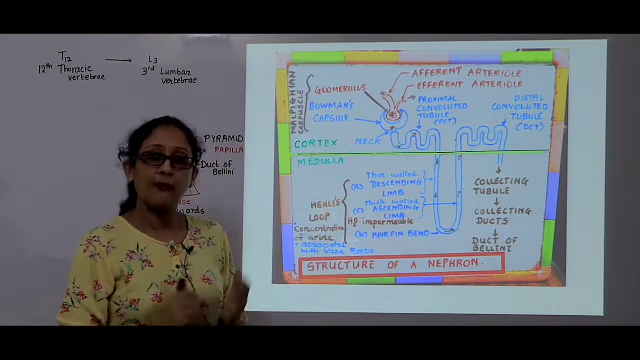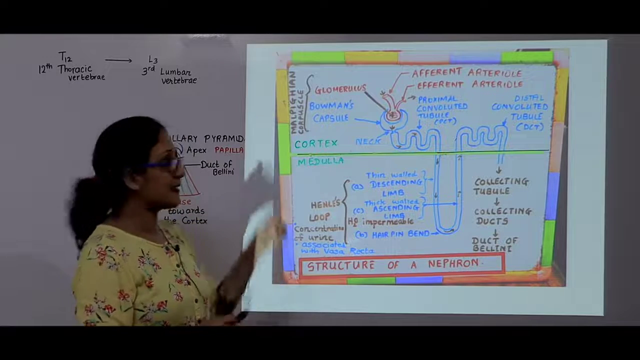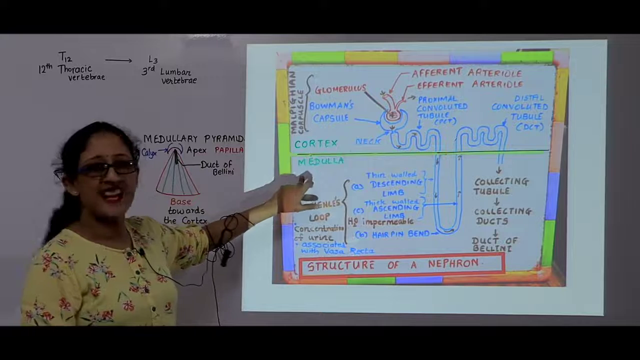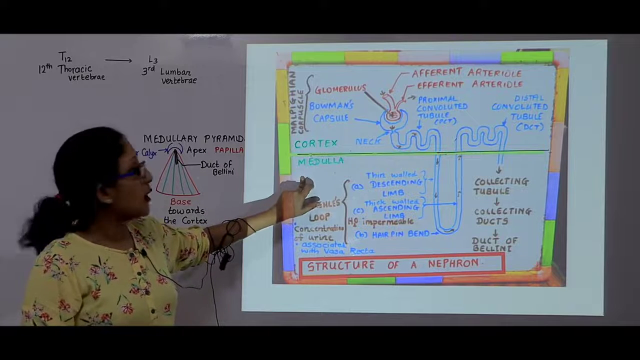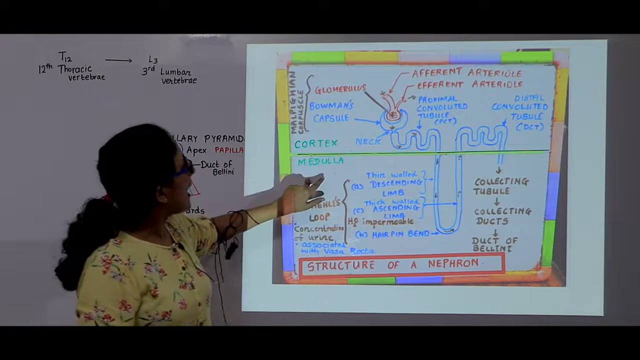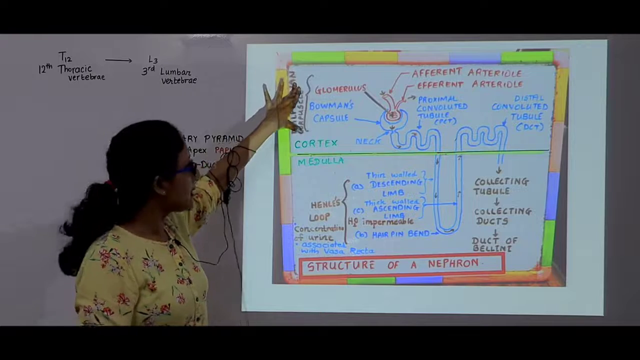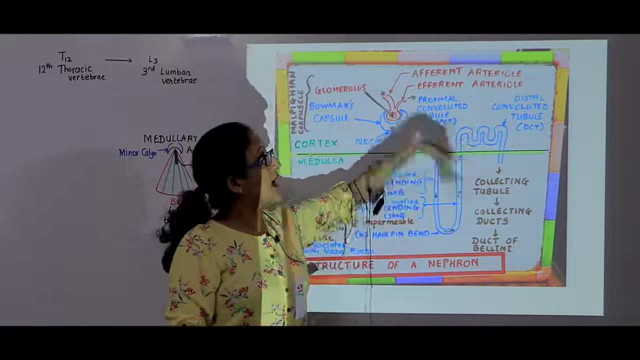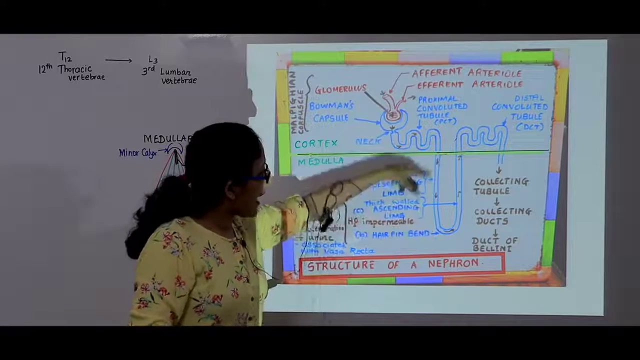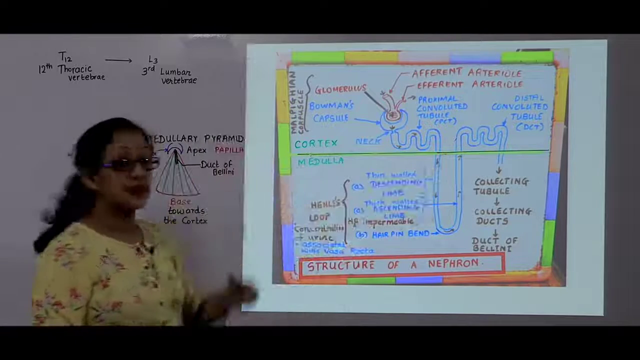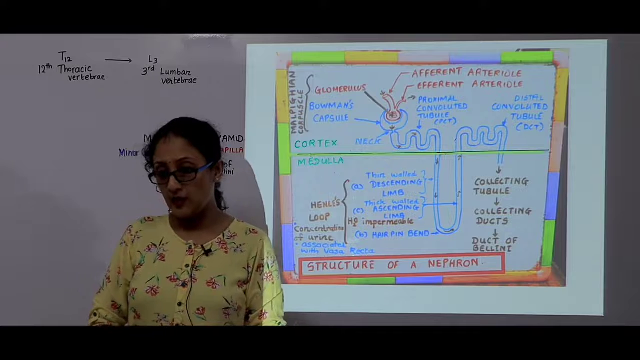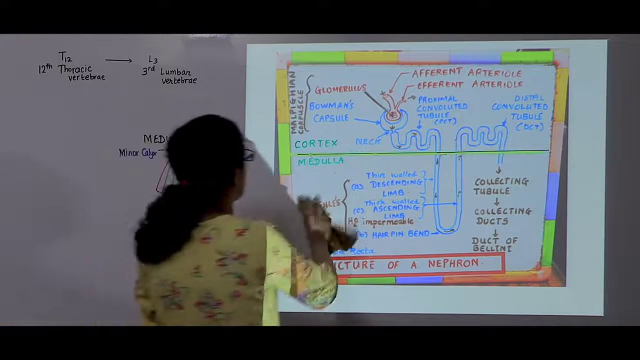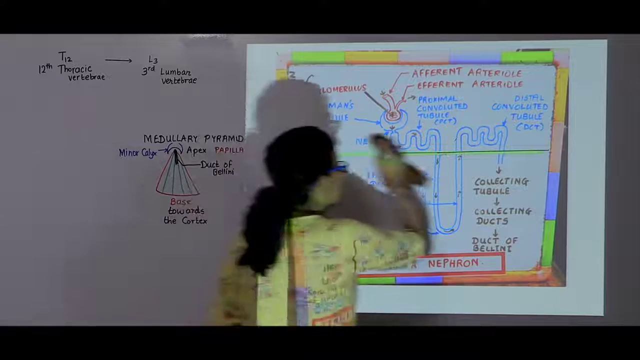Therefore, what all is present in the cortex? I told you this black line is the junction between the cortex and the medulla. So what all lies in the cortex? You have the Malpighian corpuscle, the PCT and the DCT are in the cortex, whereas the Henle's loop lies in the medulla. So we have completed this answer called the structure of the nephron.